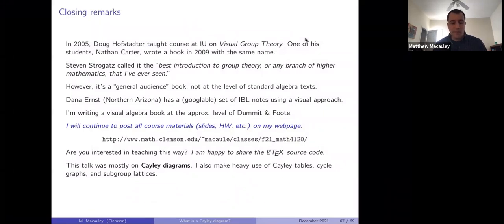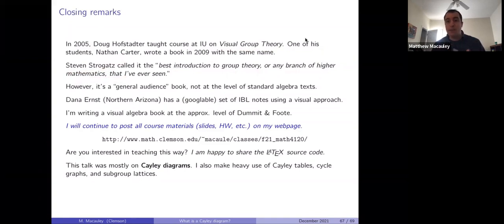In the closing remarks, in 2005 and also 2001 and 2007, Doug Hosteller, who's in the audience right now, taught a course at Indiana University called Visual Group Theory. And he sent me a bunch of emails, which are really fun to read, about the history of how this developed via sabbaticals and via classes. And one of the students wrote this book, Visual Group Theory, with the same name. And that's what got me to explore this in more detail. Stephen Strogatz, many of you know, called Nathan's book the best introduction to group theory or any branch of higher math he's ever seen.